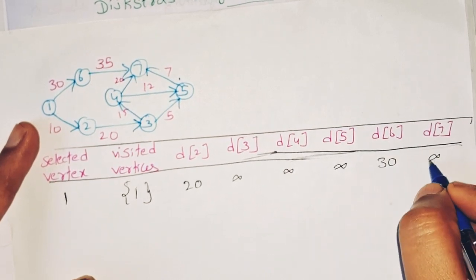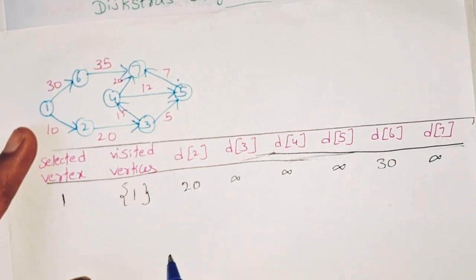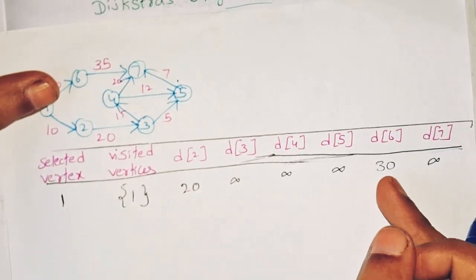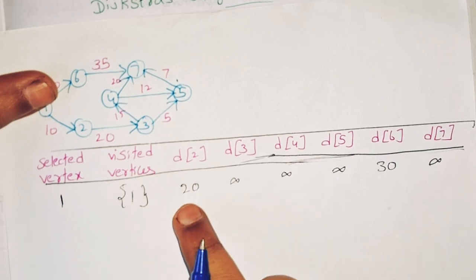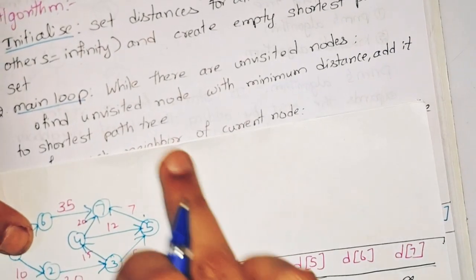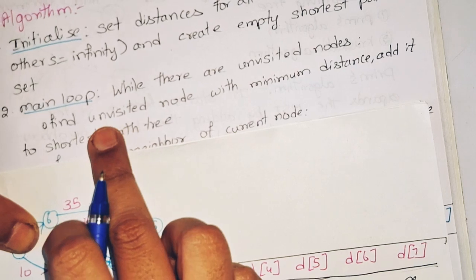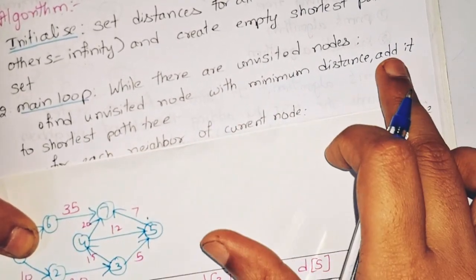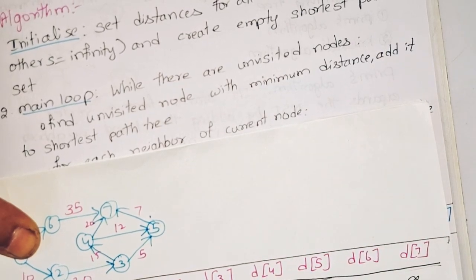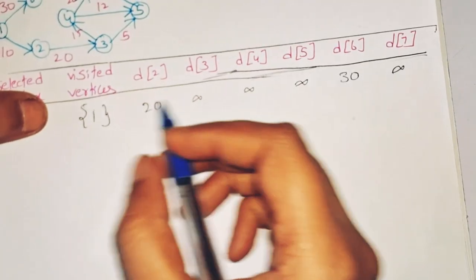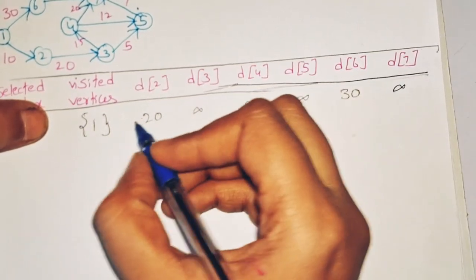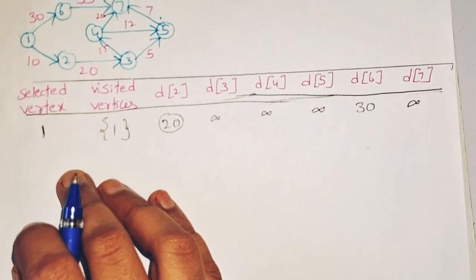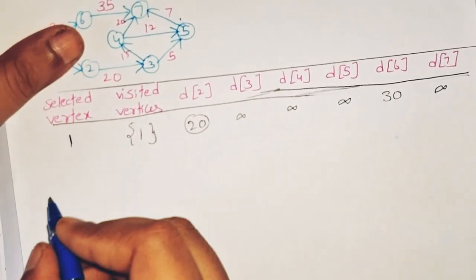And 7 is infinity. Now, these are all the unvisited nodes. From the unvisited nodes we need to select the one with the minimum distance and add it to the shortest path tree, that is, add it to the visited vertices. So what is the minimum node here from the unvisited? 10 is the minimum node, so we need to select this vertex.